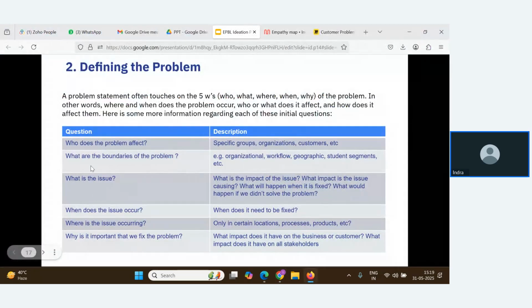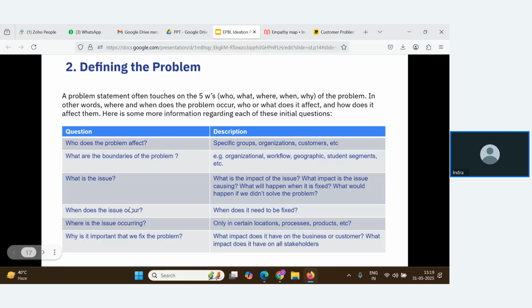Next is, what are the boundaries of the problem? This basically means how big or wide the problem is. So, is it just a classroom that is affected by the problem, or is it across the school, or in certain departments? And what is the issue? Here you describe the problem very clearly: what is going wrong, what is the effect of this problem, and what could happen if we do not solve it.